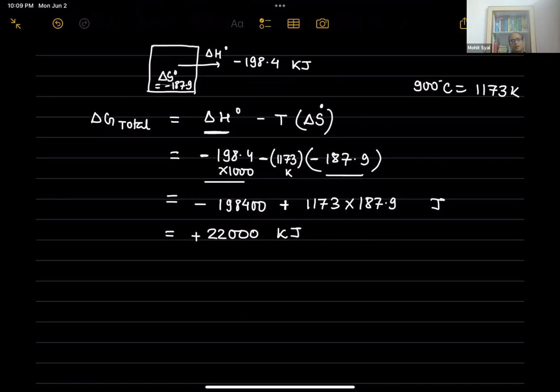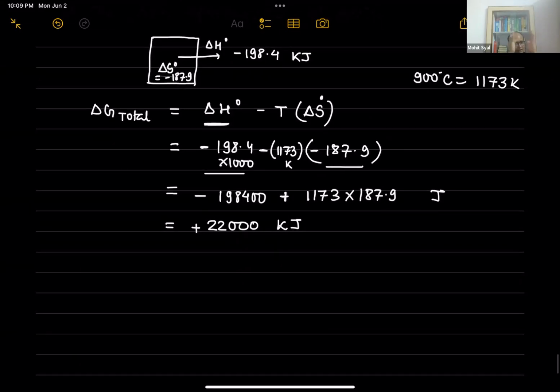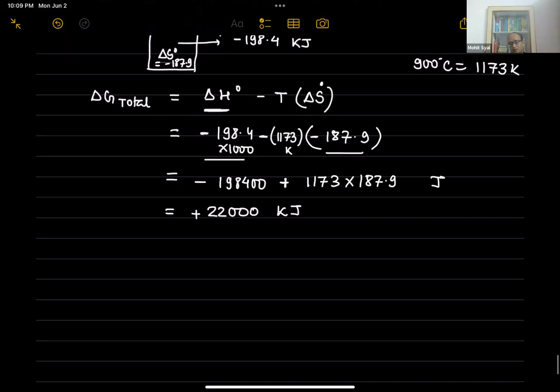So if you are given any temperature, how are you going to find out? You are going to take the delta H and delta S, put in the temperature, find the new value of delta G, and just calculate the new value along with the sign. That is the most important thing, whether it is positive or negative. Is it clear? So lower temperature, higher temperature.